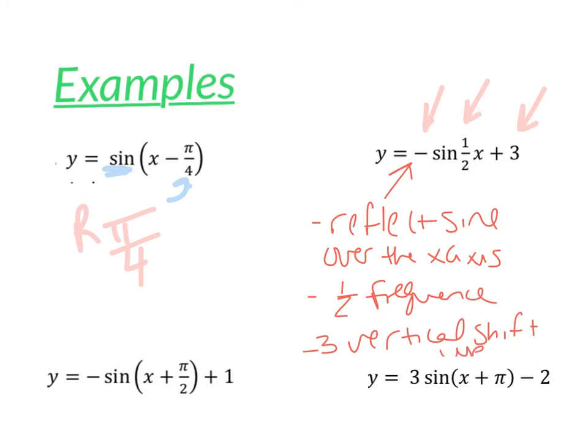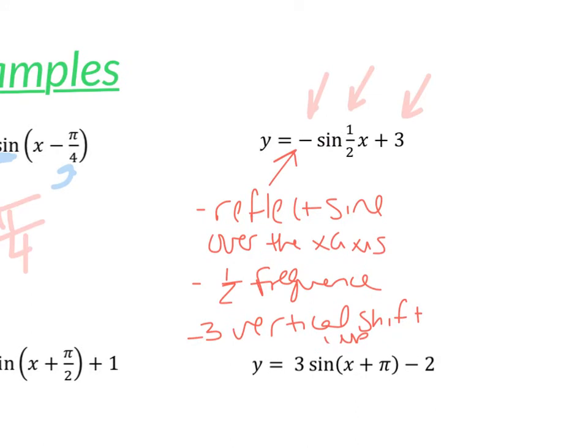This also would give you your midline here. Now what the frequency of 1/2 is also doing to the graph, it's making it not as wide. If you were to graph this one, it would be a little shorter. So this is called a horizontal shrink.